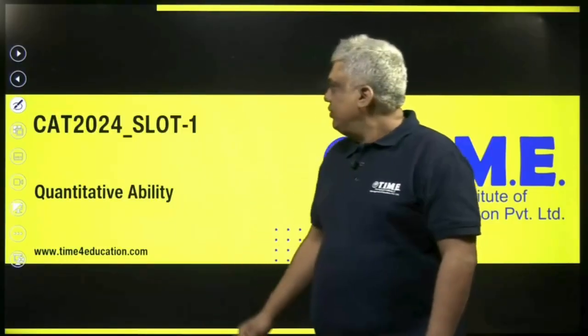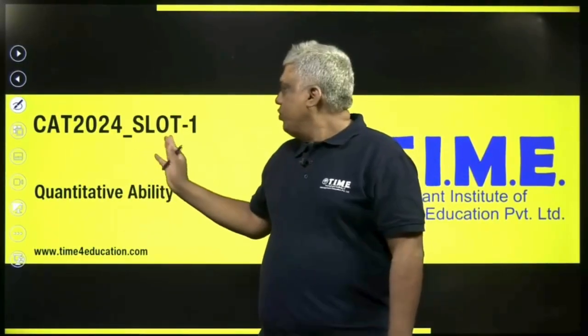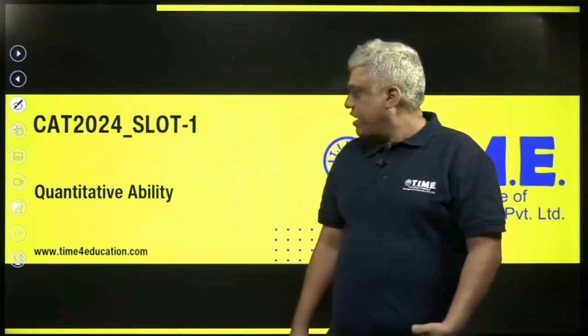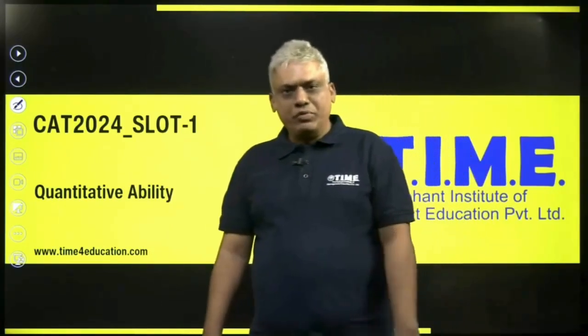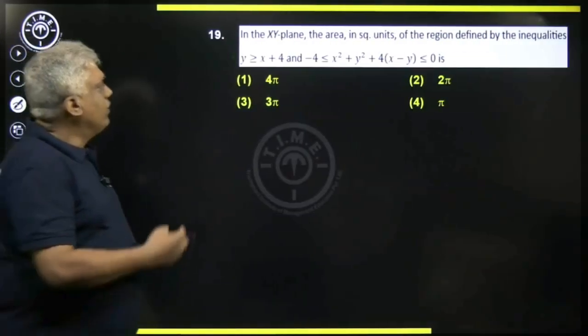Hello. Let's solve CAT 2024 slot 1 quantitative ability questions. There are 22 questions. Let's see one by one. Now let's see this one.